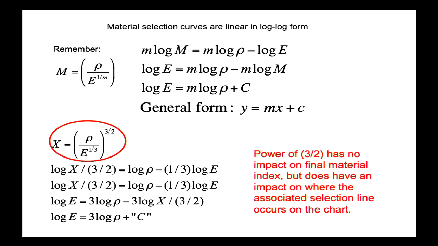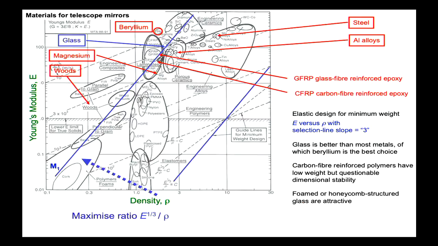Now that c has an impact on where a specific line might be. I could give you a number, I could define x, and then I'd just say, now draw me the line on the material selection chart with that information. And the power of 3 on 2 will have an impact, because it'll change its location. But that's it. It doesn't change the slope. So that's hopefully an interesting little insight from today's presentation.